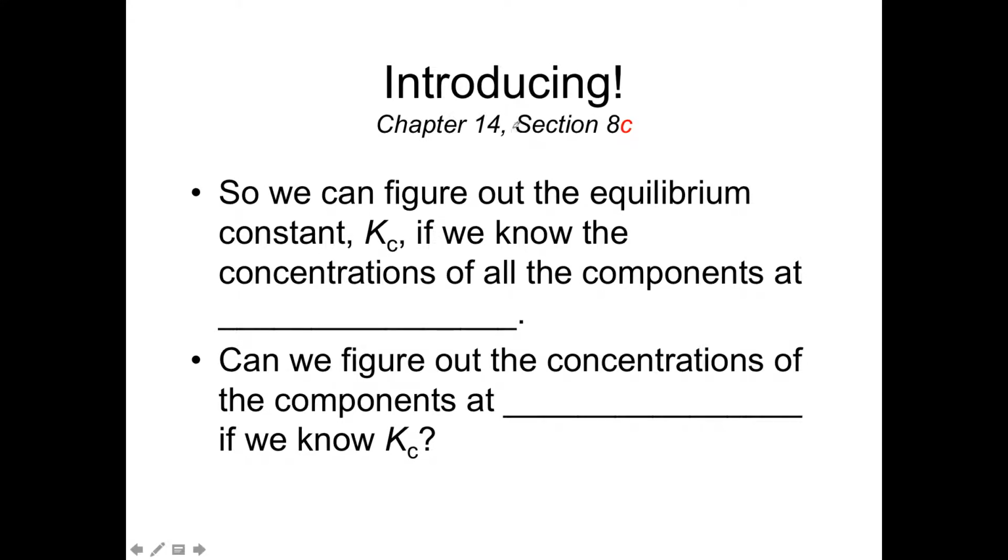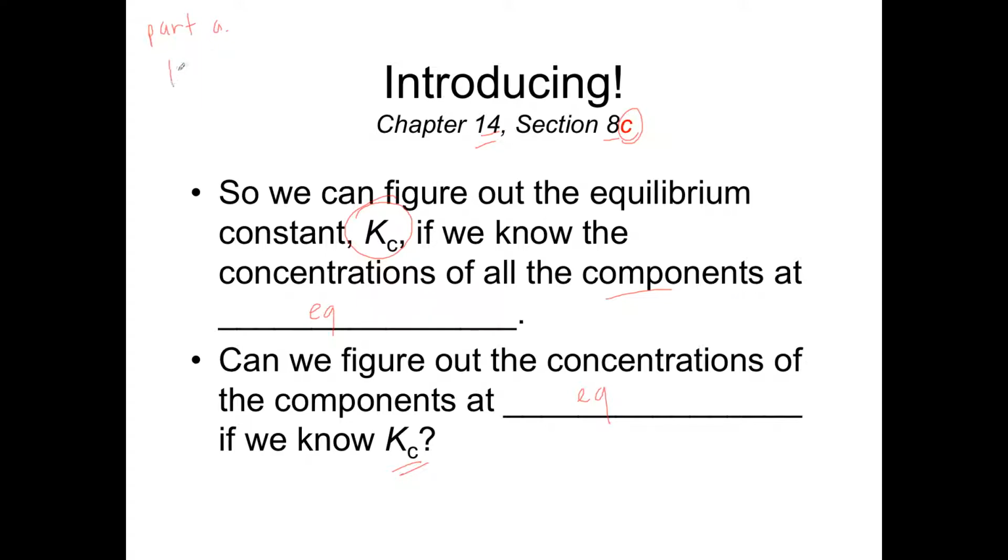Chapter 14, section 8, and we're doing part C this time. We've already seen that we can figure out the equilibrium constant, Kc, if we know the concentration of the components at equilibrium, right? The question we've been addressing now is, can we figure out the concentrations of the components at equilibrium if we know Kc?